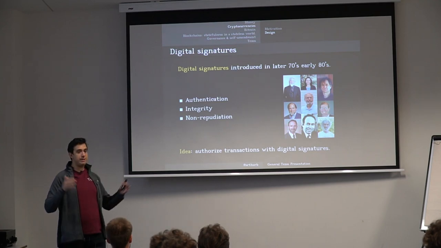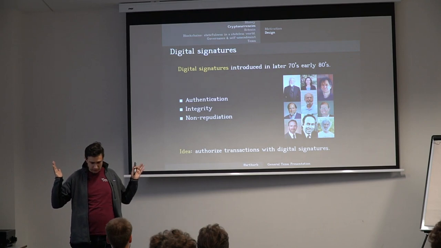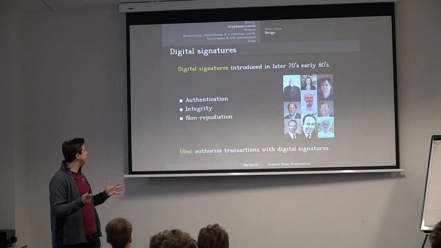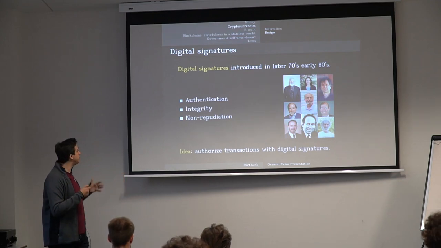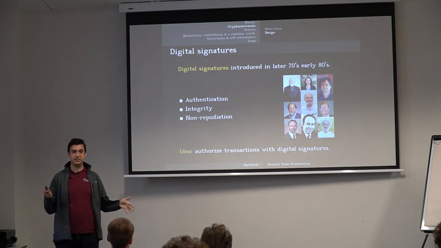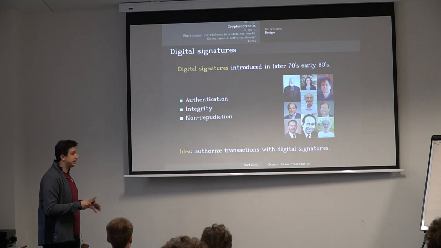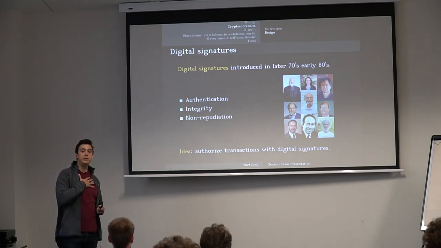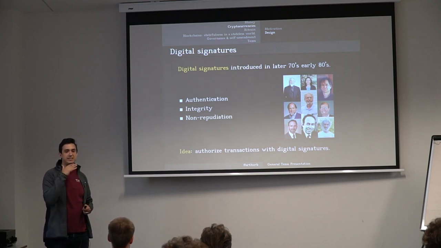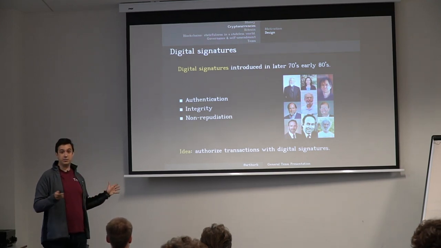Authentication, so I have a message. I produce a signature for that message as a string of bits, and that authenticates me. I'm the only one who could have made that signature. It's me. Integrity means the message was not modified. So not only am I the only one who could have signed this, but also I signed this message and not any other message.